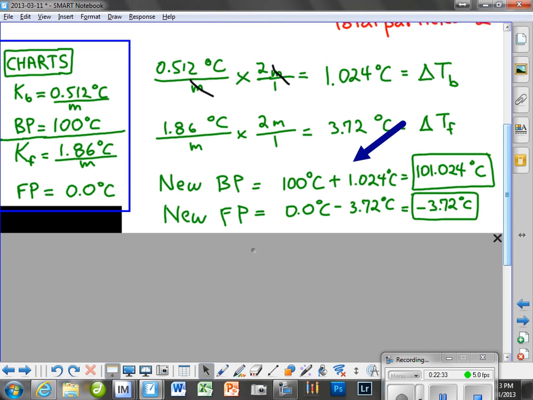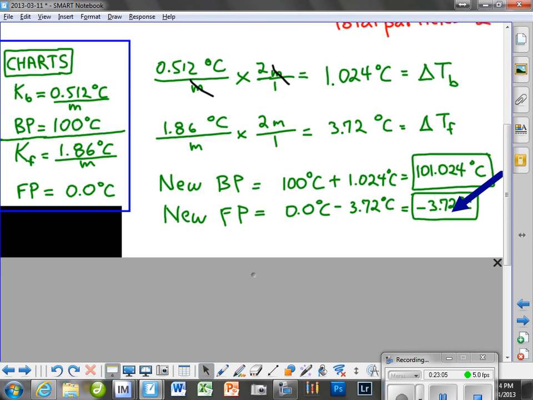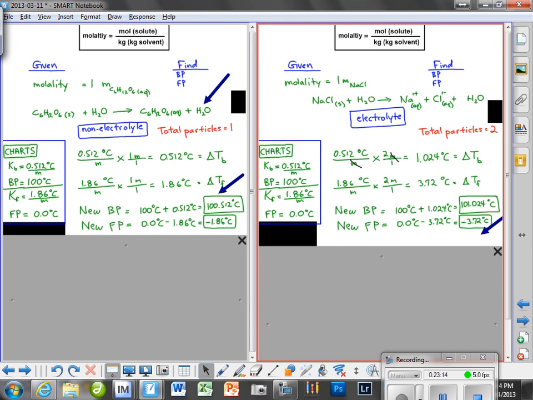The new freezing point is right here, and we start out at 0 because that's the freezing point of water, and we use this guy to do the calculation and come up with this number. And so the freezing point starts out at 0, but now instead of adding the number that we got for the change in temperature, as we did with the boiling point, we have to subtract it, because freezing points always go down as we add more stuff. And that's where we get our minus 3.72 degrees centigrade.